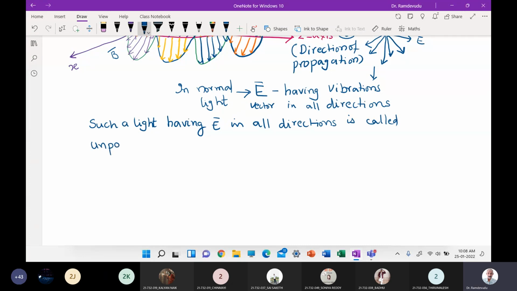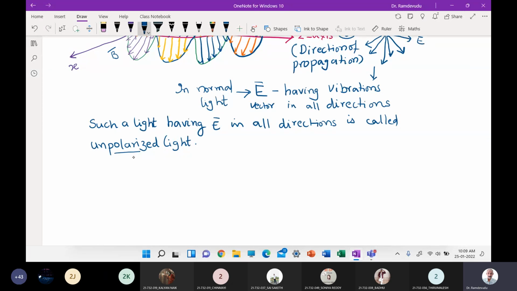This is the light we see in our daily life. The light coming from the sun, light coming from a bulb, or light coming from a sodium vapor lamp, etc., are all unpolarized lights. Such a light having E bar in all directions is called unpolarized light. Then what is meant by polarization?